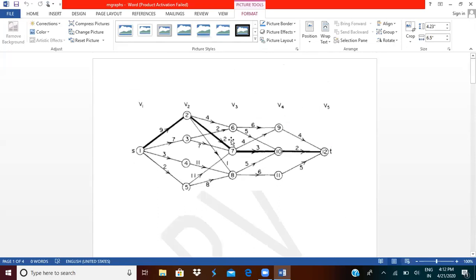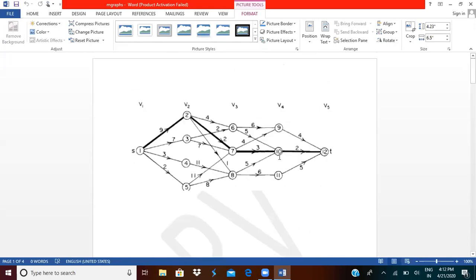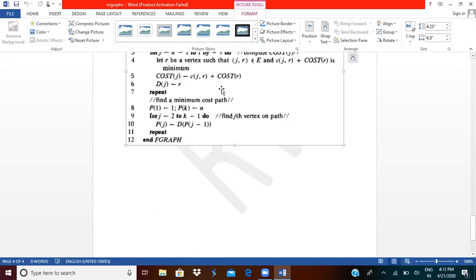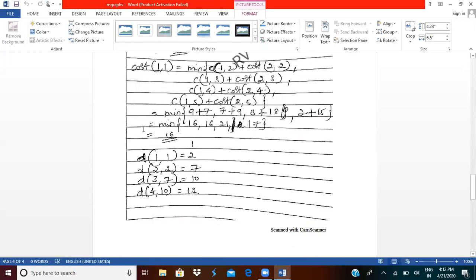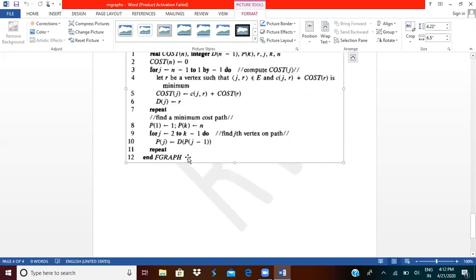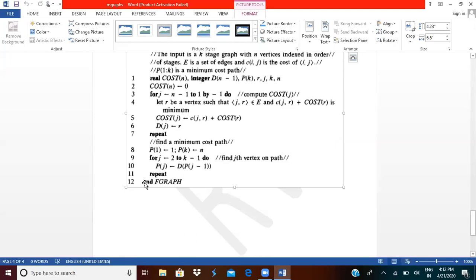So through this vertex, I've got the minimum value. So d of j is equal to r. That is what we have done in the algorithm. Now what we have to do is compute this. After computing till here, I have to do this computation. For doing this computation, I have used these set of statements.